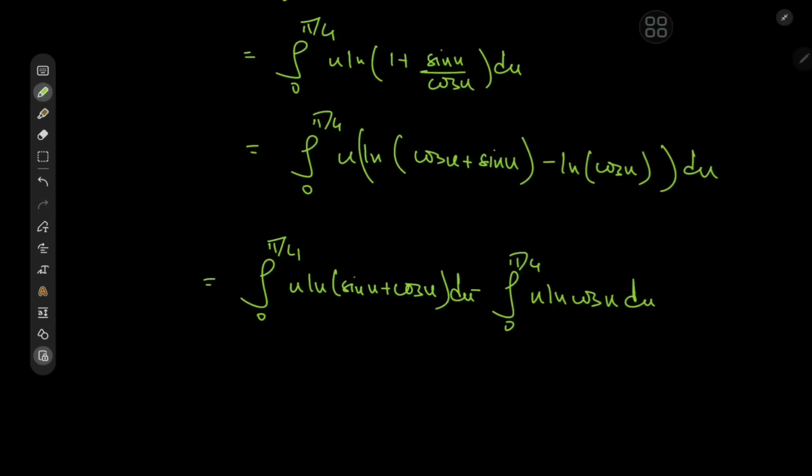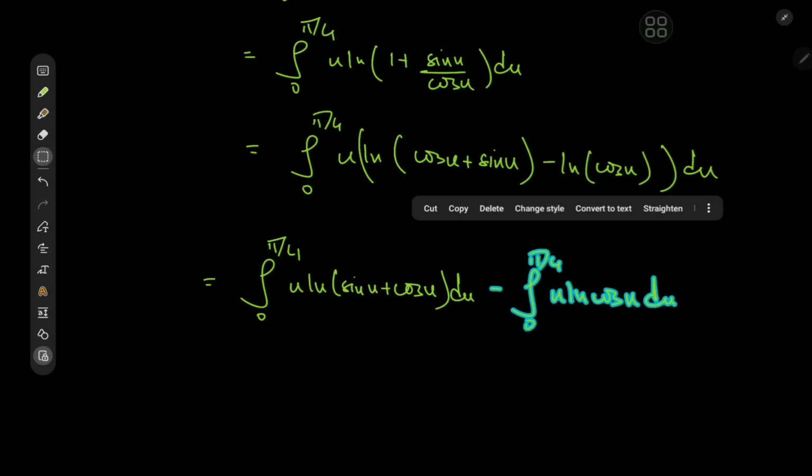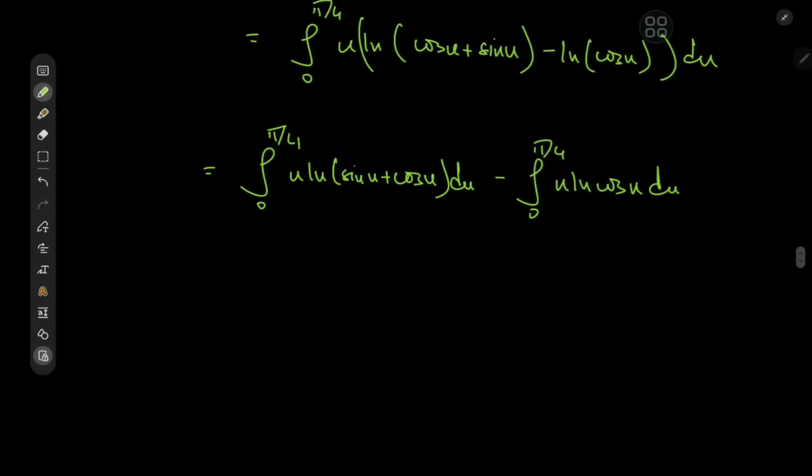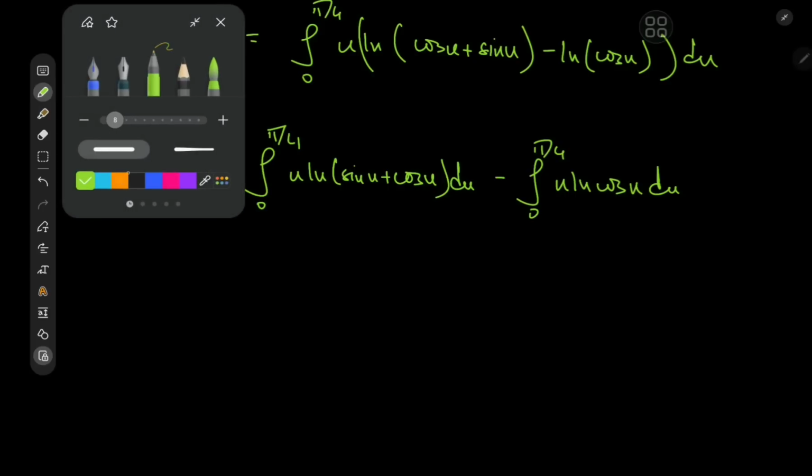And I forgot the differential element over here. Anyway, so what on earth am I supposed to do with these two integrals? Well, they look quite different, but they're not too different. They're a bit similar, rather quite similar. Let me show you what I'm talking about.